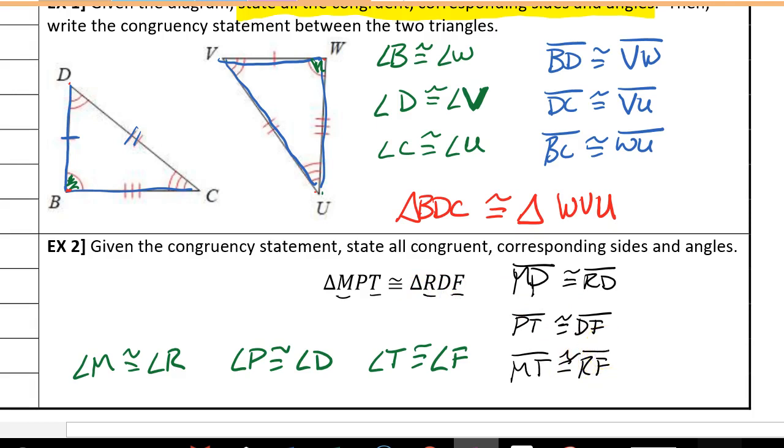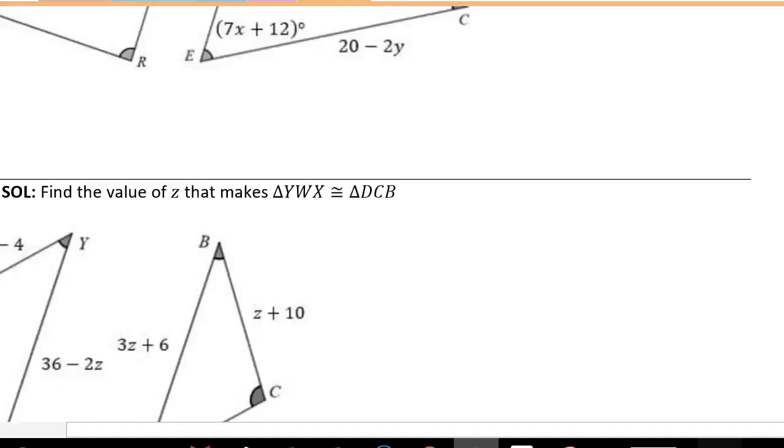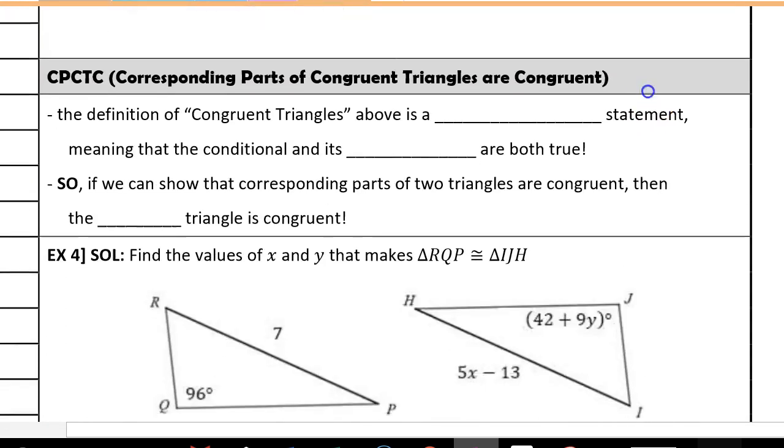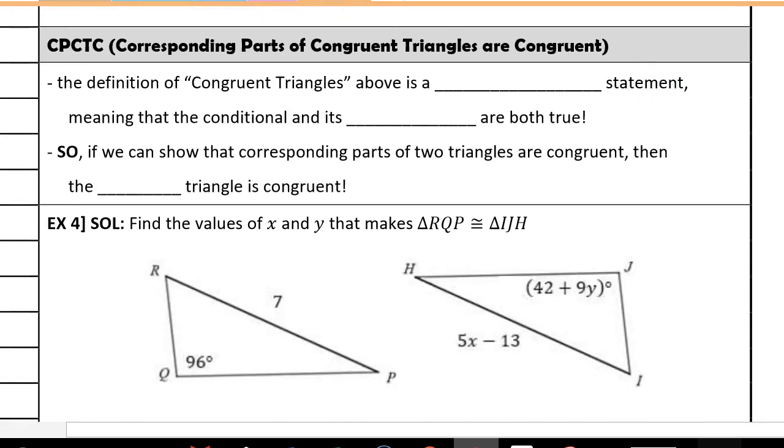1 and 3. The most direct application of writing the congruency statement and stating all the corresponding sides and angles that are congruent can be found in this idea of corresponding parts of congruent triangles are congruent, which is abbreviated CPCTC. So the definition of congruent triangles is in fact a biconditional statement, which means that it's conditional and the converse are both true.